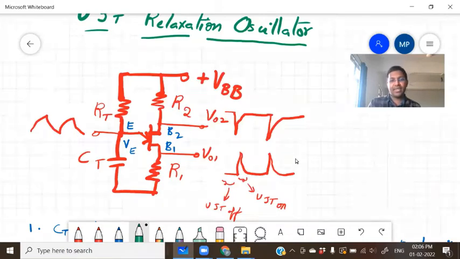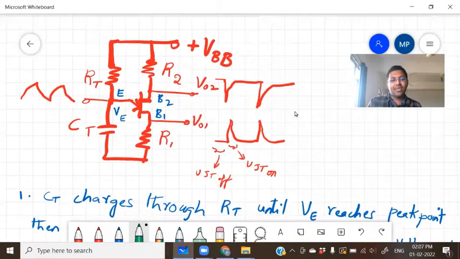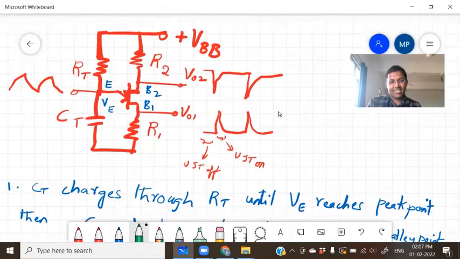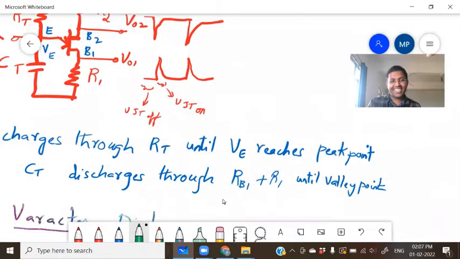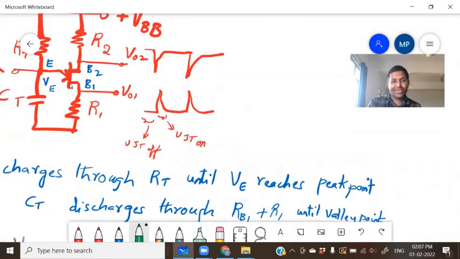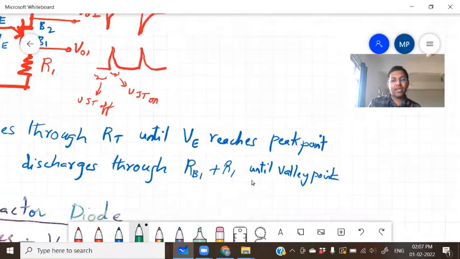So what is happening here? CT charges through RT until VE reaches the peak point. After that, CT discharges through the UJT as well as R1. The UJT resistance is this part. It discharges through RB1 plus R1 until the valley point. Simple.